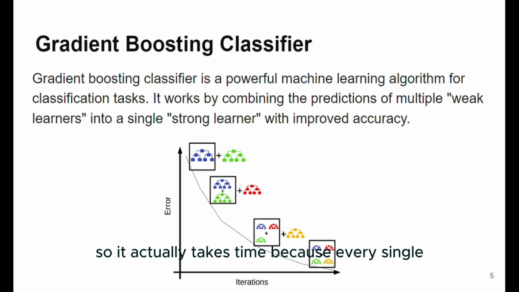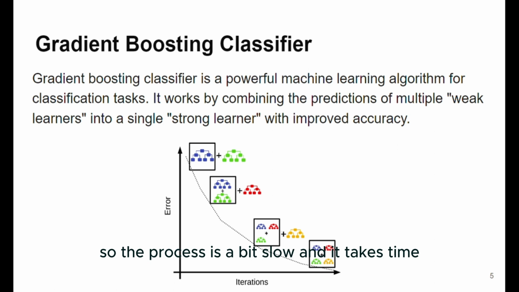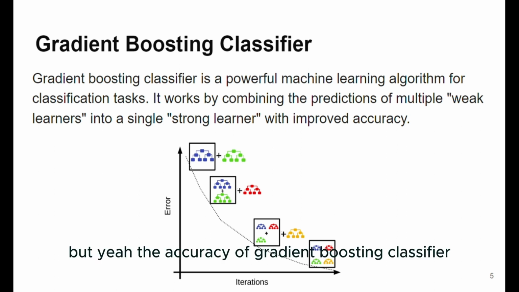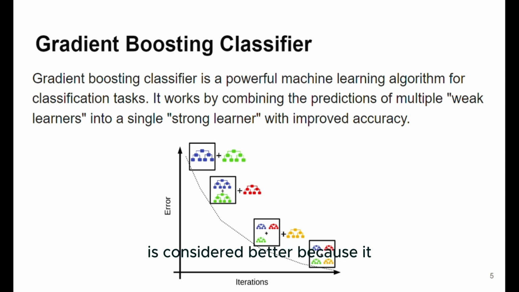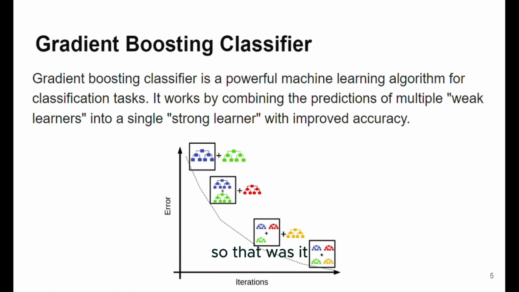It takes time because every single iteration involves the processing of a single decision tree. So the process is a bit slow and it takes time. But the accuracy of the gradient boosting classifier is considered better because it manipulates data on a very complex scale. So that was it.